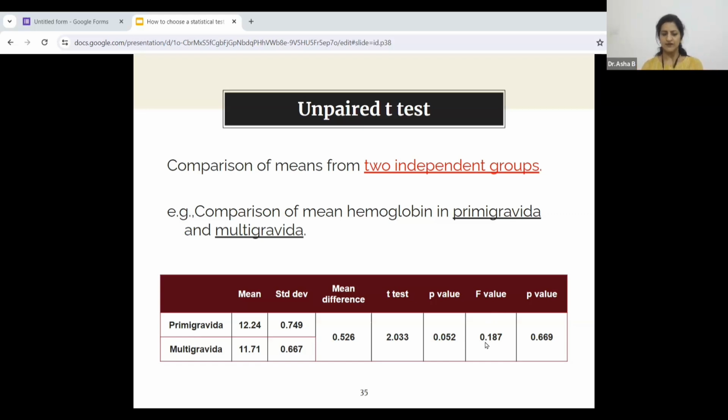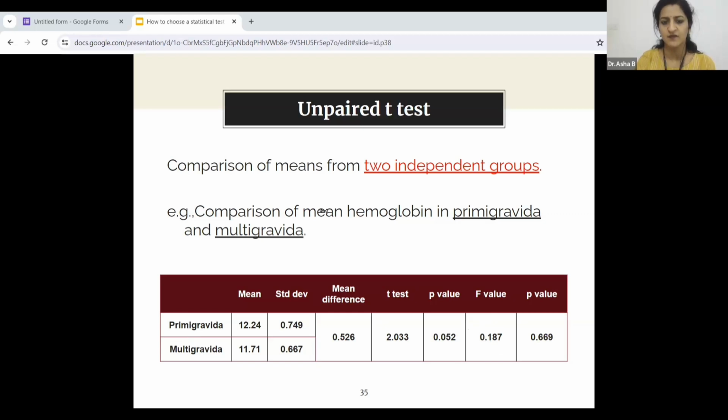I'm not going into the calculation part because we have many online software packages that automatically give us the results. But before interpreting the results we get from the software, we have to see the tables, like what points to be noted from them. Whenever we are comparing any independent groups, we have to check for homogeneity of variance. So in the unpaired t-test, we check this with Levene's test of equality of variance.